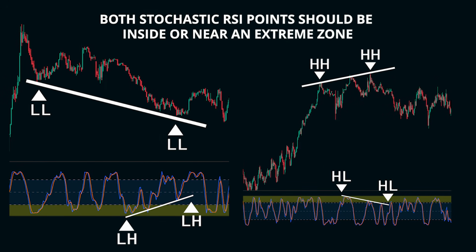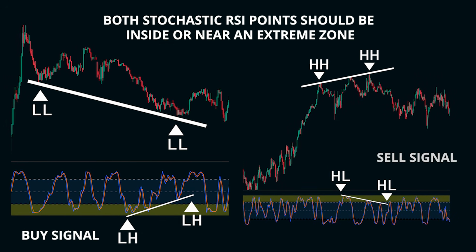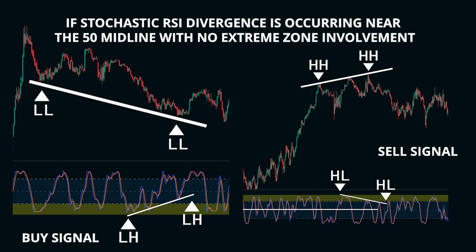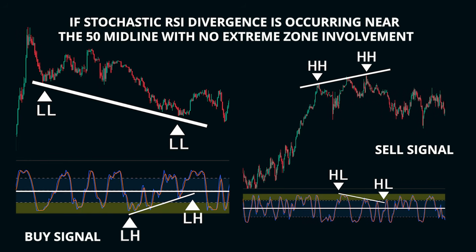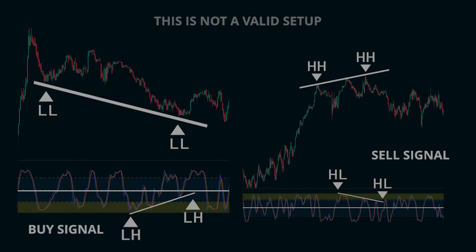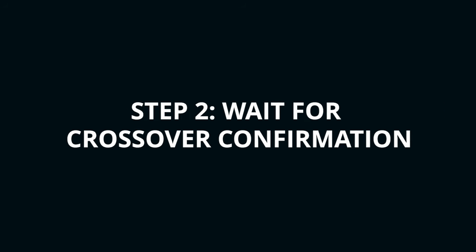Divergence inside the oversold zone is a buy signal. Divergence inside the overbought zone is a sell signal. If stochastic RSI divergence is occurring near the 50 midline with no extreme zone involvement, this is not a valid setup. The second step is to wait for the crossover confirmation.